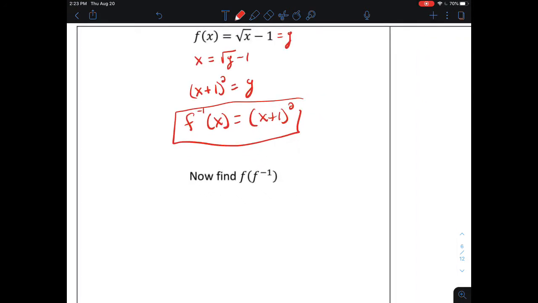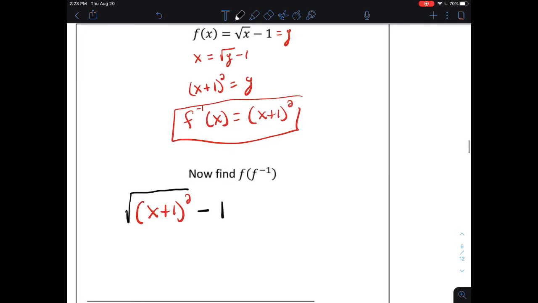I want to put the inverse function of x back inside of the square root of x minus 1 to see what happens. So I'm going to write x plus 1 to the second power, and I'm going to put it inside of f. So let me change colors. So that's going to be inside of the square root and then minus 1 on the end. And then we want to simplify that and see what happens.